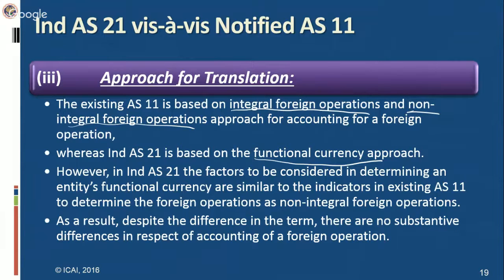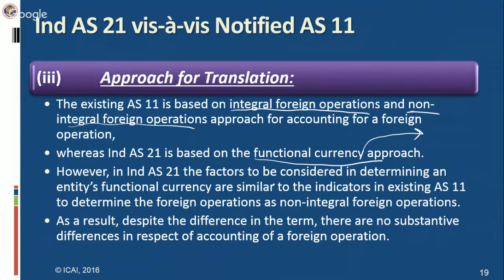Now, what will happen if there is a change in functional currency? When there is any change in entity's functional currency, the entity shall apply the translation procedure applicable to the new functional currency prospectively from the date of the change. So whenever you are changing this currency, you have to apply the new functional currency from that date only, not from back, not from retrospective effect. You cannot do any change. So this is a major difference in terminologies between Ind AS 21 vis-a-vis AS 11.